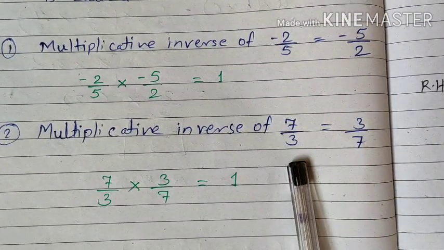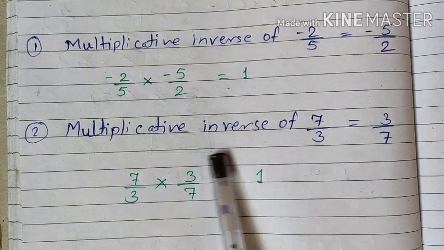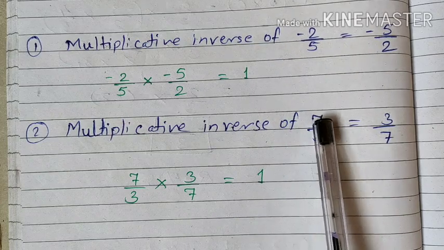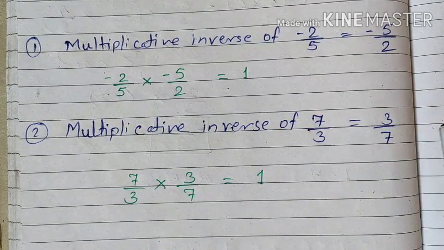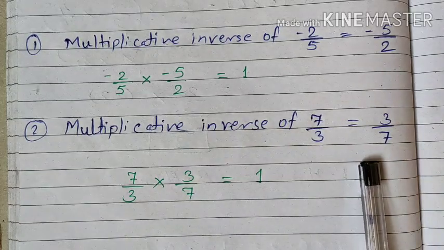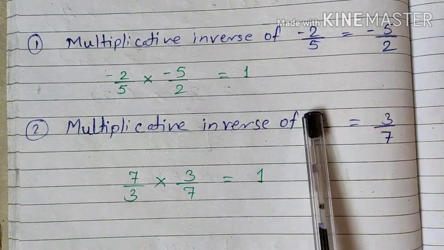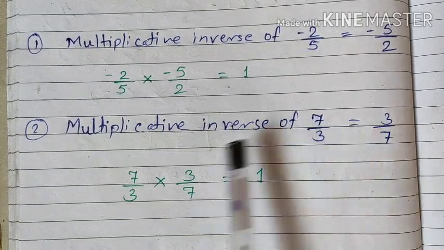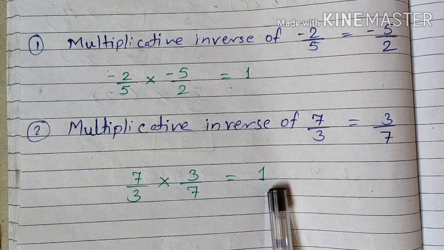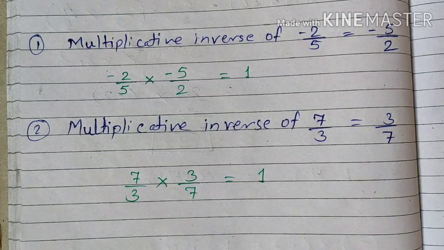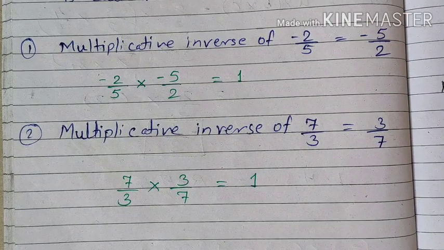7 upon 3. The multiplicative inverse of 7 upon 3 is what? 3 upon 7. Just change the numerator to the denominator, okay? And the denominator to the numerator. Again the same property: multiplication of the number and its inverse is what? 1. Remember this thing.